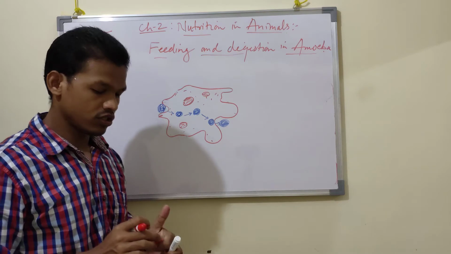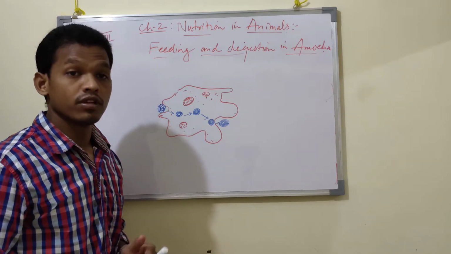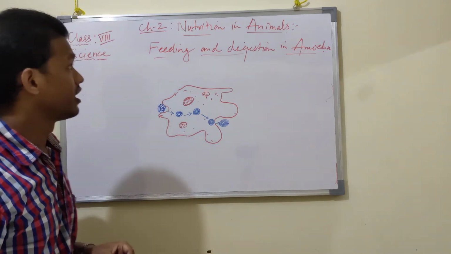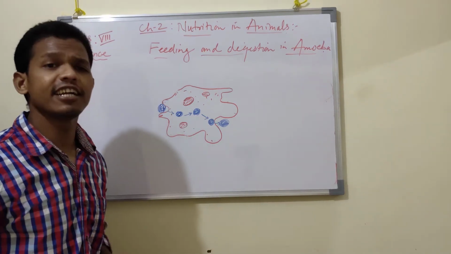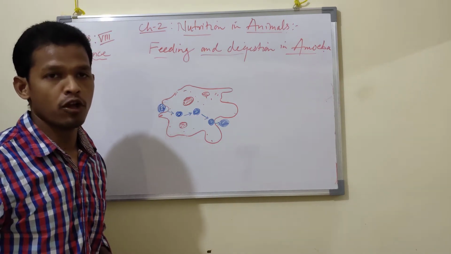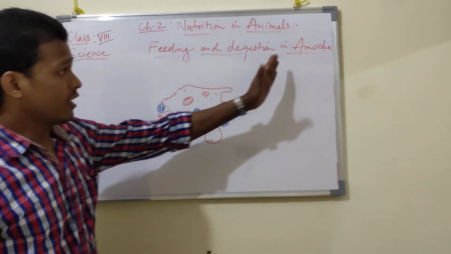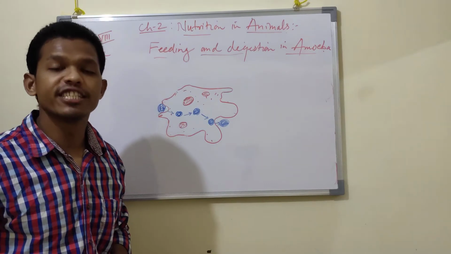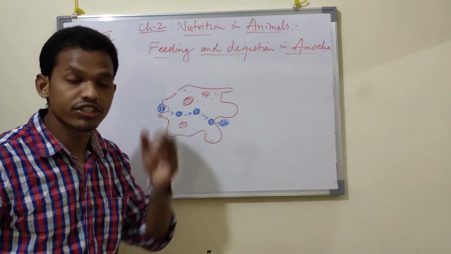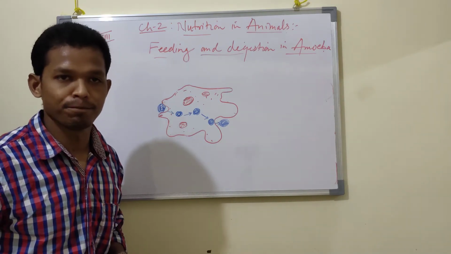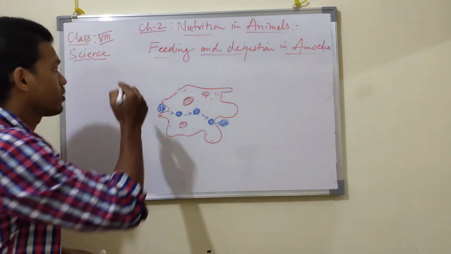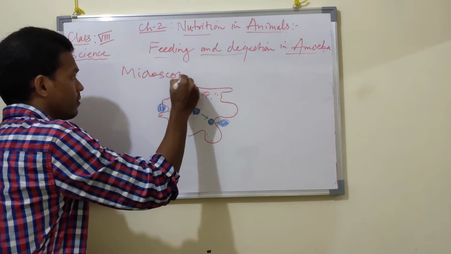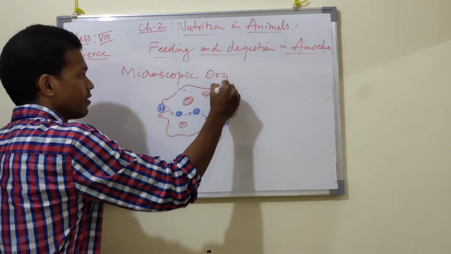Good morning, students. Today we will study a new topic in chapter 2, that is nutrition in animals, that is feeding and digestion in amoeba. If you have heard about this amoeba, amoeba is a microscopic organism which we cannot see with our naked eyes.